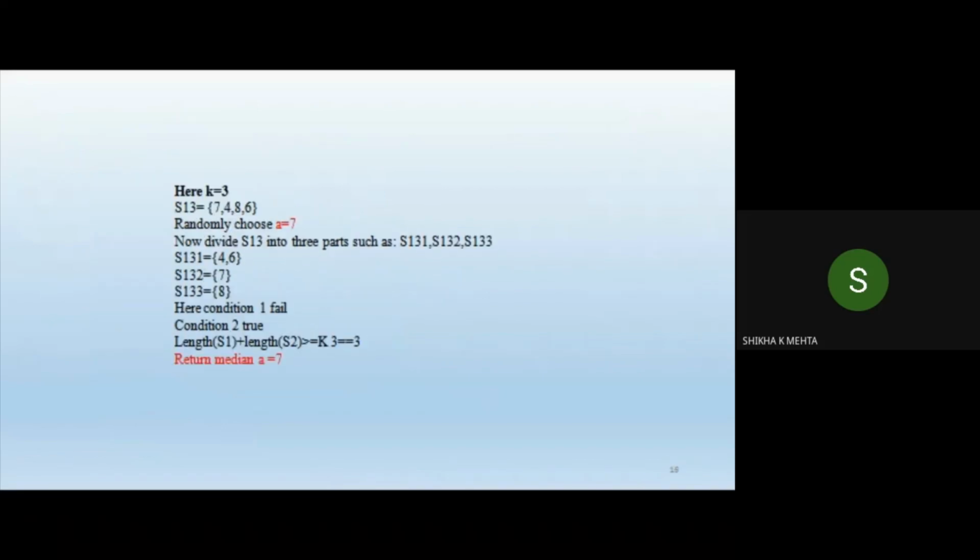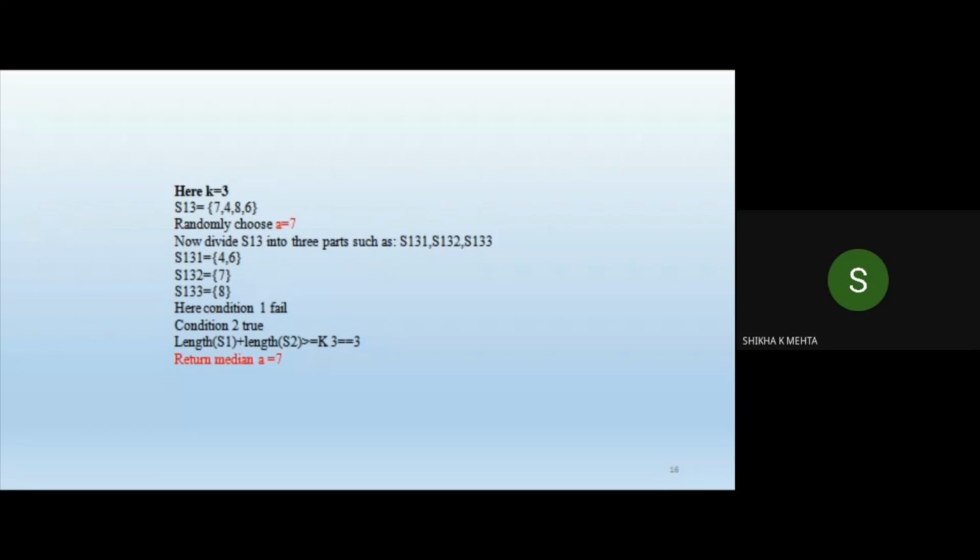Now again we generate a random number. Here you can see the value of k is now 3. So we again randomly generate a number, and let's say this comes out to be 7. The numbers S131 we have taken in order to understand the steps. From the first level we took S1, from the second level we took 3, and now we are moving on to the next. This is the third iteration, the third step. S13 is 7, 4, 8, 6, and the randomly generated number we have chosen is 7.